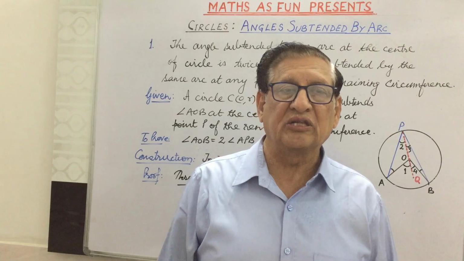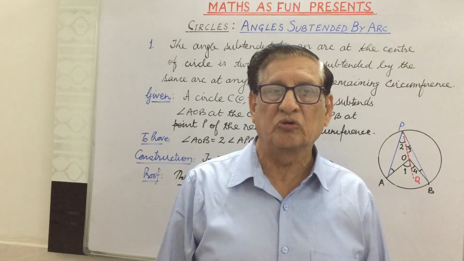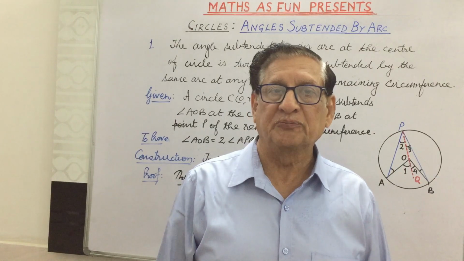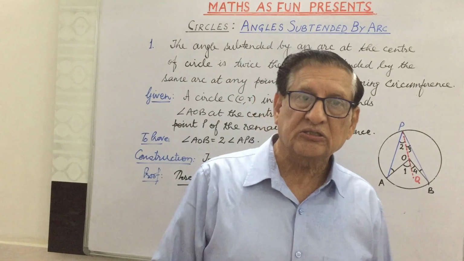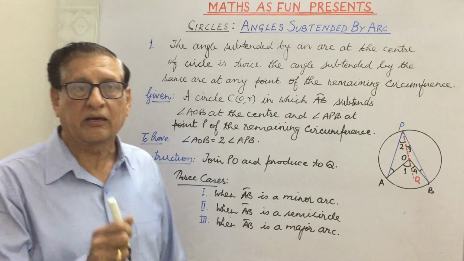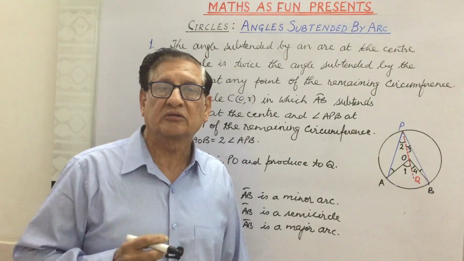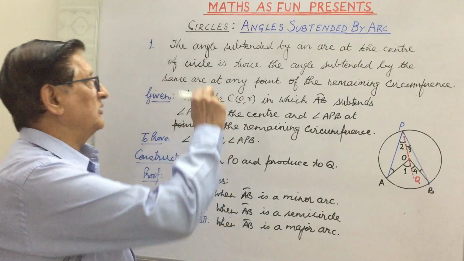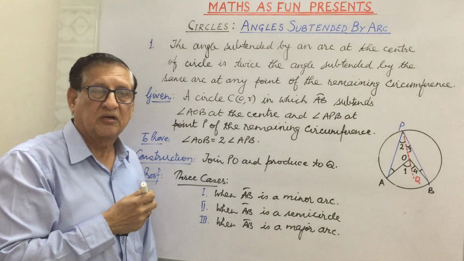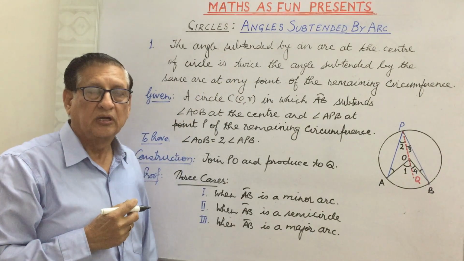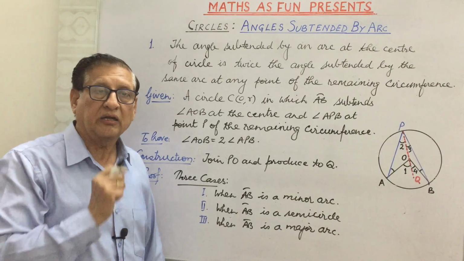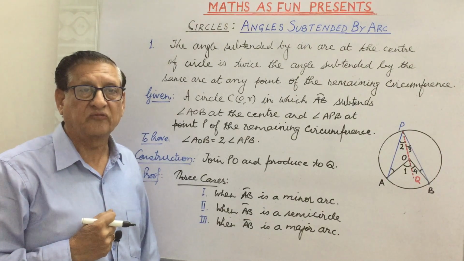Hello everyone. In the previous video we have learnt about congruent circles, their properties, theorems and the proofs of them. In this video we will be learning about the different angles subtended by an arc in the circle. The first theorem states: the angle subtended by an arc at the center of a circle is twice the angle subtended by the same arc at any point of the remaining circumference.